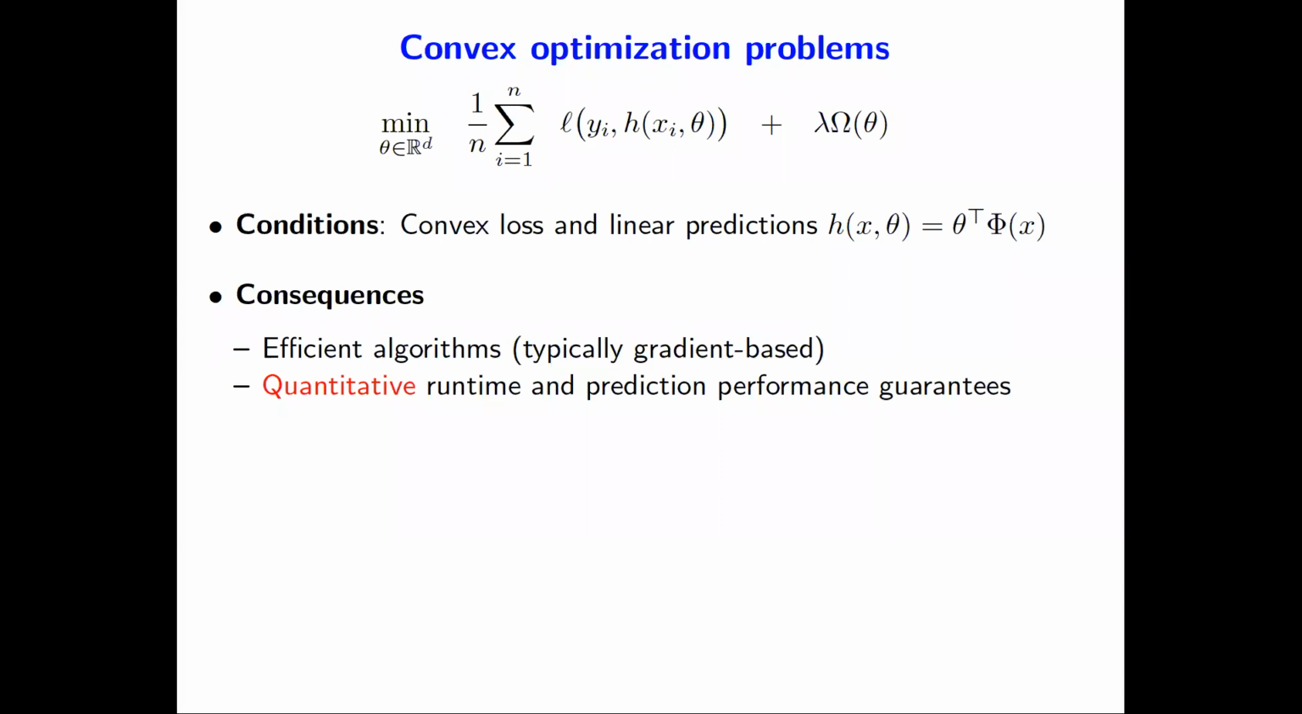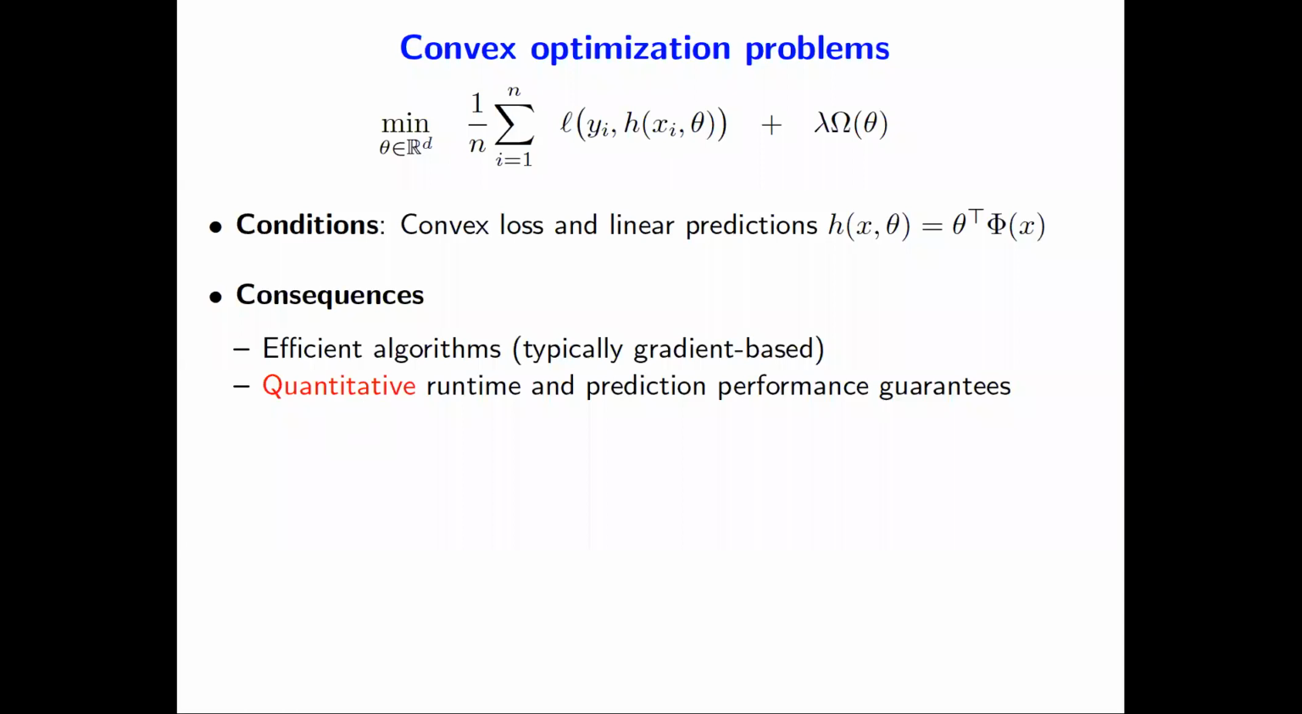convex, you get a long sequence of efficient algorithms, which are typically gradient-based. Of course, they can also be defined for non-convex functions, and in fact, we use gradient descent in the non-convex framework. But once you're convex, they go with quantitative analysis, both in terms of runtime, the time it takes to optimize, and also in terms of prediction performance on unseen data.